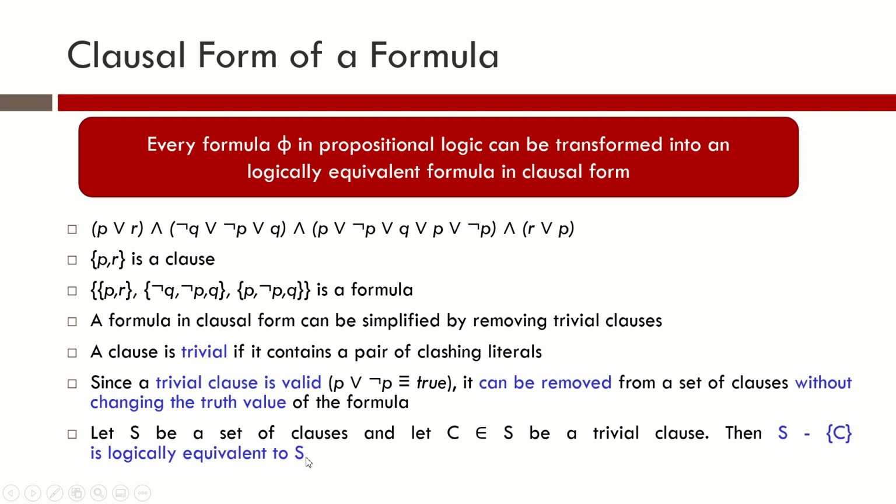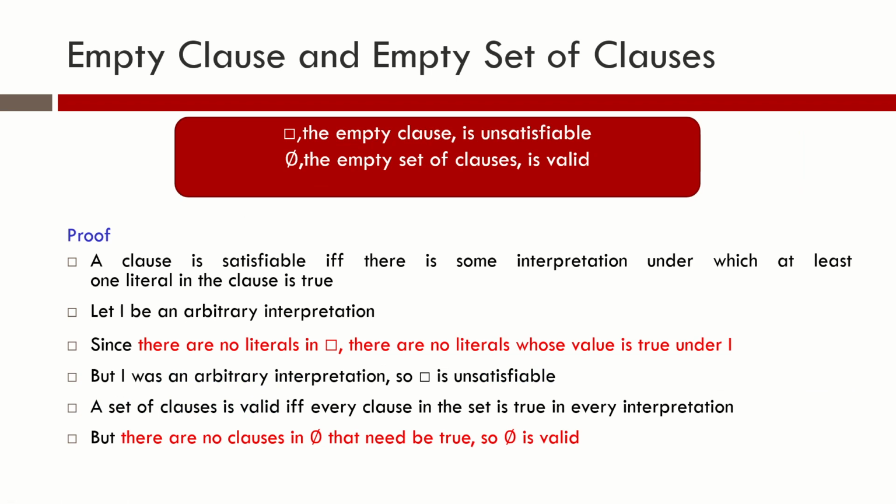Now we will see what empty clauses and an empty set of clauses are. An empty clause, as I said earlier, is represented using a square symbol. We say that an empty clause is unsatisfiable. In the same way, phi is the empty set of clauses, which is a formula, and an empty set of clauses is considered to be valid. So we will see why we say that an empty clause is unsatisfiable.